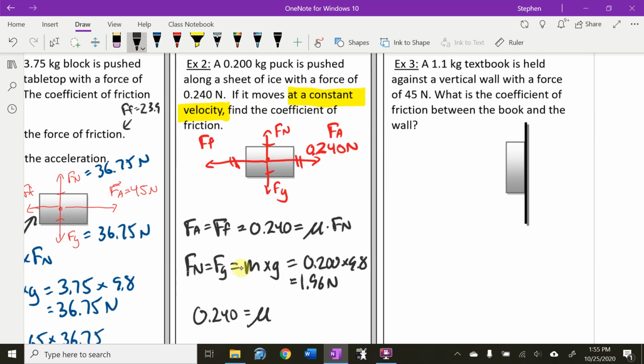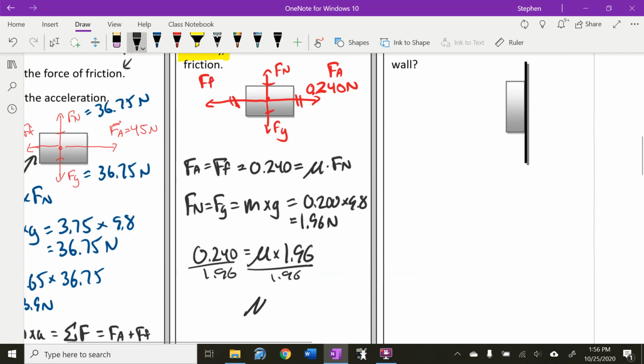And so here's our formula: 0.240 equals mu times our normal force. This we discovered was 1.96. And so we're going to divide both sides by 1.96, and we have a total of 0.122. So our coefficient of friction equals 0.122, and that is our final answer there.